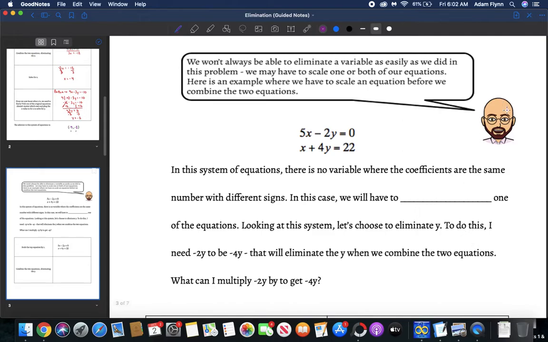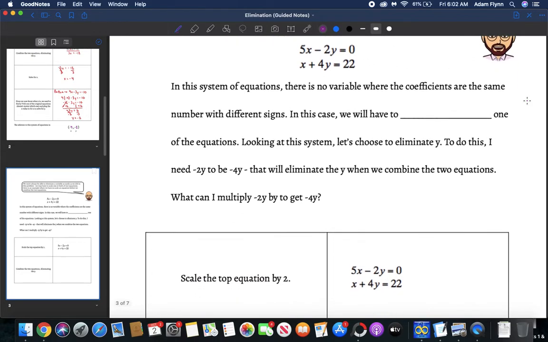Okay, so I've got my Bitmoji here. He is saying we won't always be able to eliminate a variable as easily as we did in this problem. We may have to scale one or both of our equations. Here's an example where we may have to scale an equation before we combine the two equations.